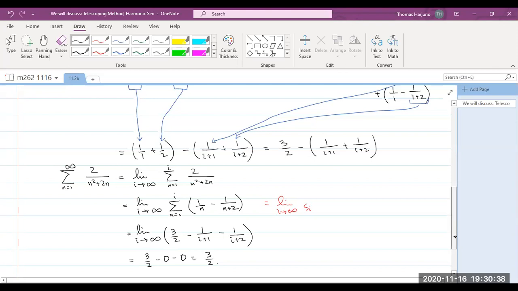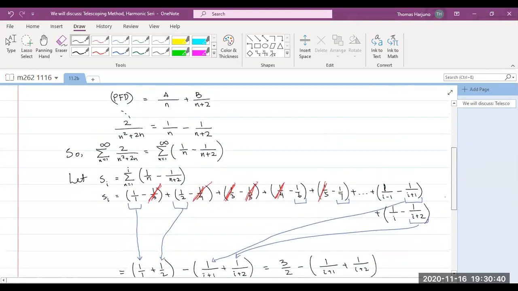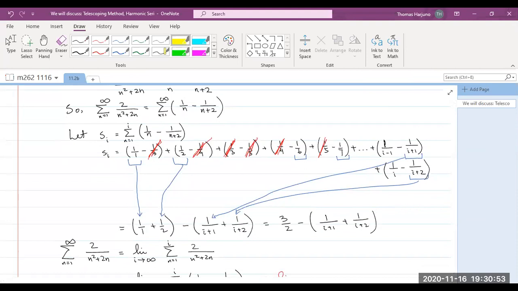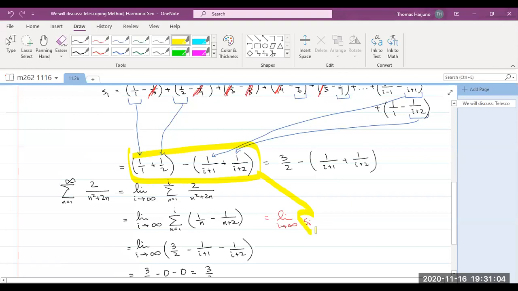Okay. So the idea of telescoping is basically you rewrite it as a partial sum first and see the pattern of canceling. Then from there, you find the simplified version of the ith partial sum. And then you bring that to the limit. That's the plan.